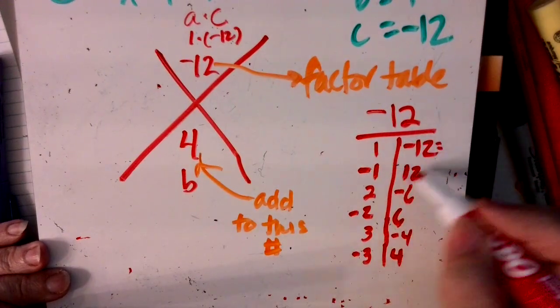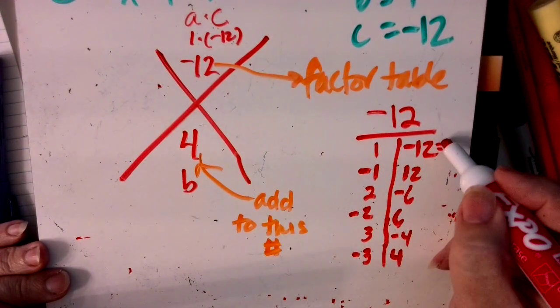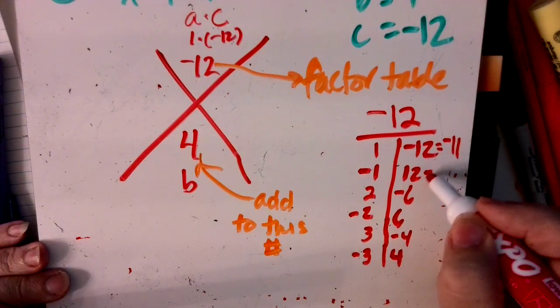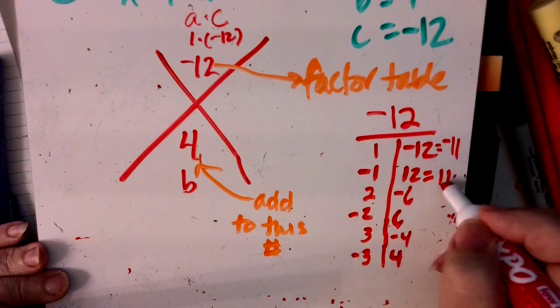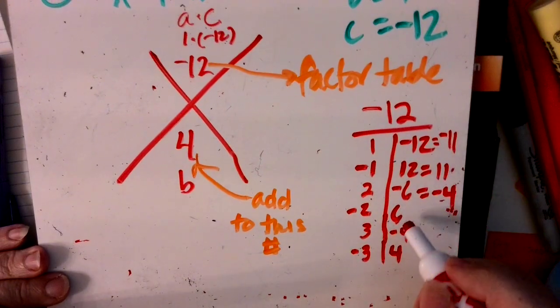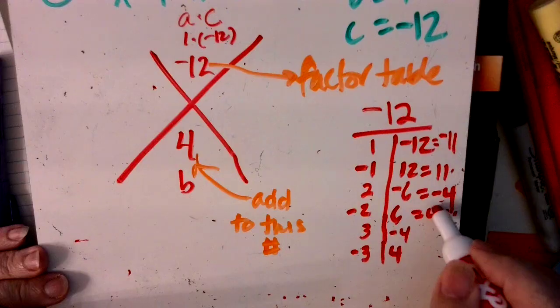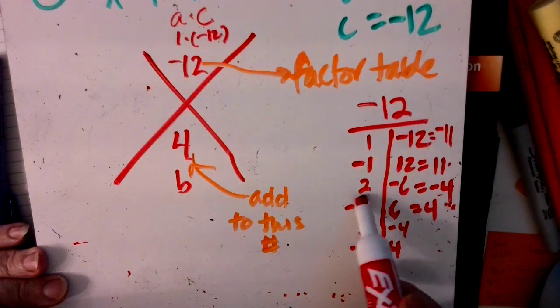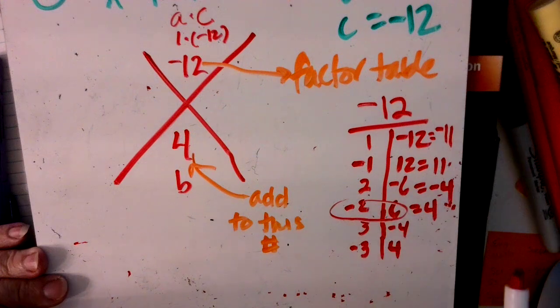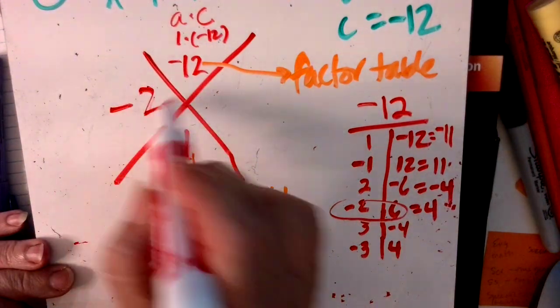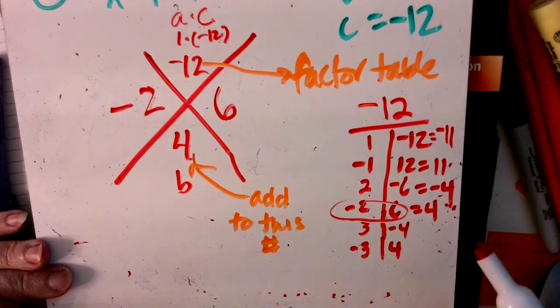Okay. So I know, like this one, I'm going to skip. Again, this is negative 11. This is 11. This will be negative 4. Negative 2 plus 6 is positive 4. And then we don't need to do any more because we got our number. So negative 2 and 6. So we just write these numbers here. Negative 2 and positive 6.